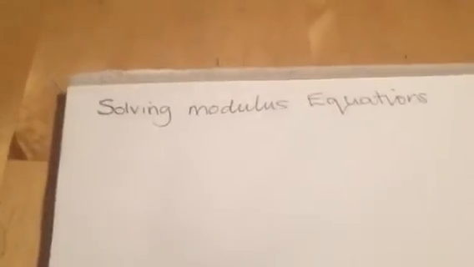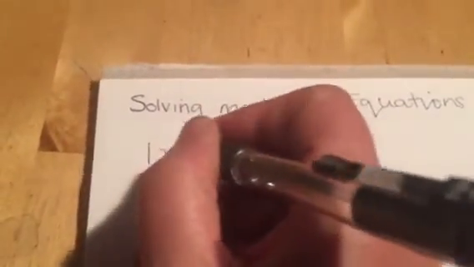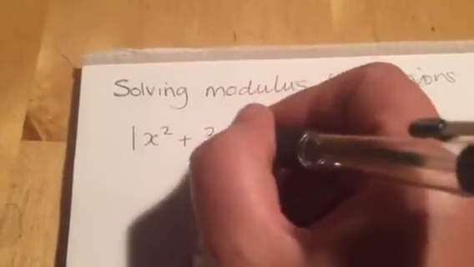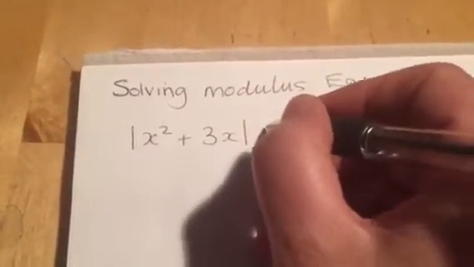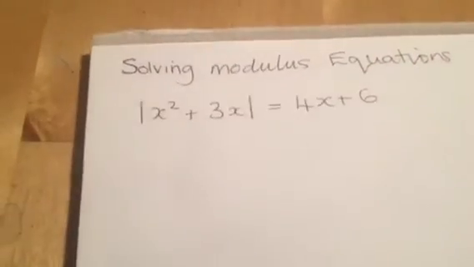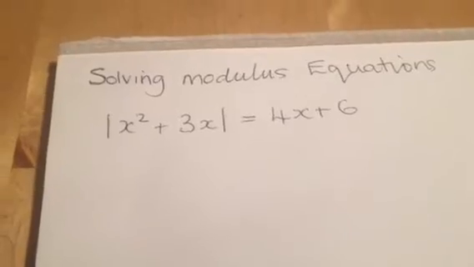To solve modulus equations, you make sure that you've got the modulus bit just on one side. So you might have, for example, modulus of x squared plus 3x equals 4x plus 6. You then have to solve the equation twice.